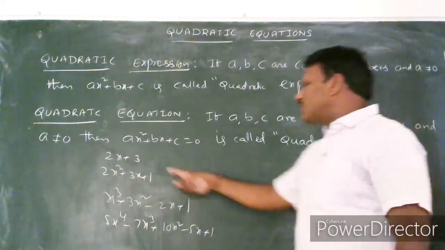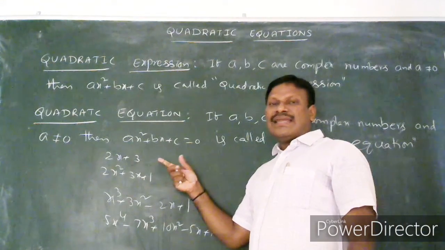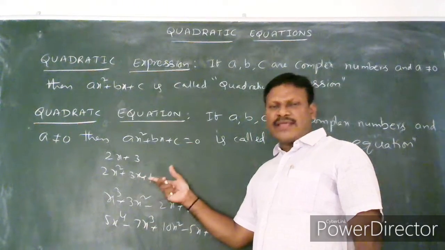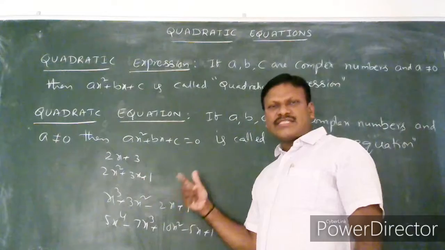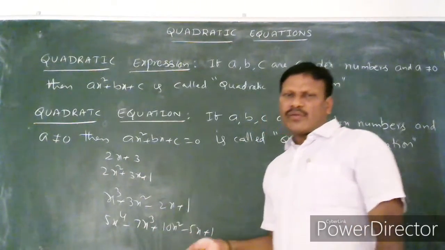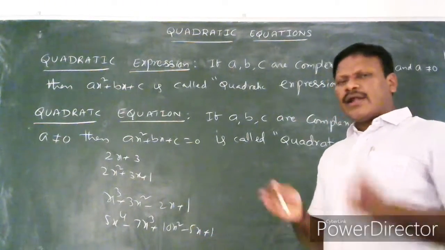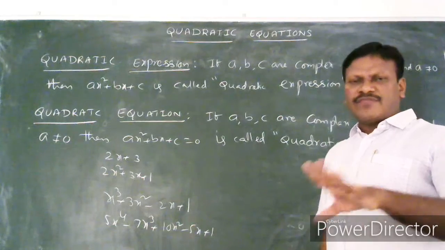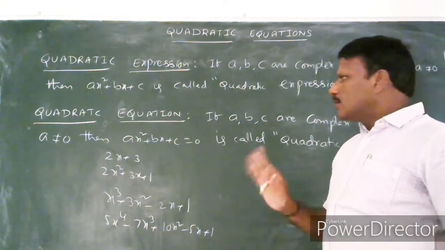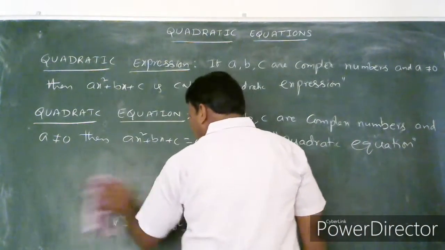So if the degree is 1, that is first degree or linear expression. Degree 2 is quadratic. Degree 3 is cubic. Degree 4 is biquadratic. Bi means 2, quadratic means 2, 2 to the 4, that is biquadratic. And continuing, if the degree is 5, that is 5th degree. Degree 6 is 6th degree. Like that. Okay.